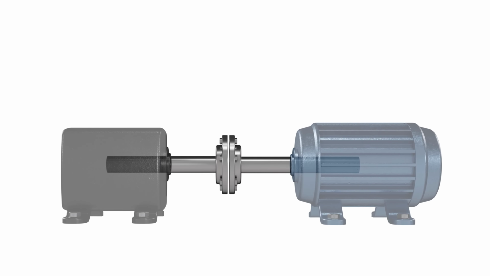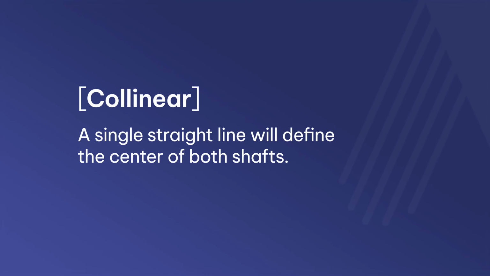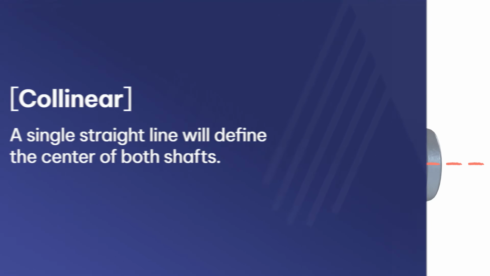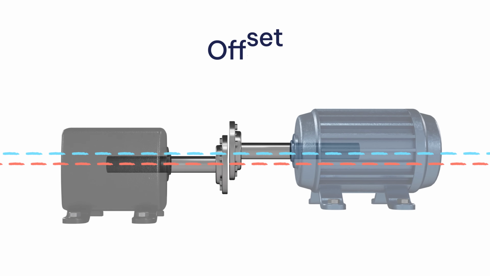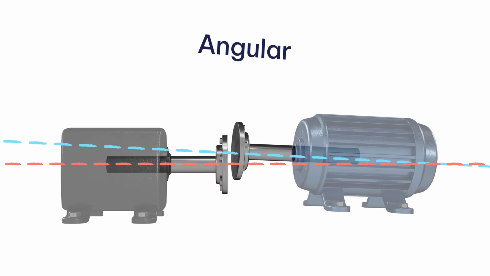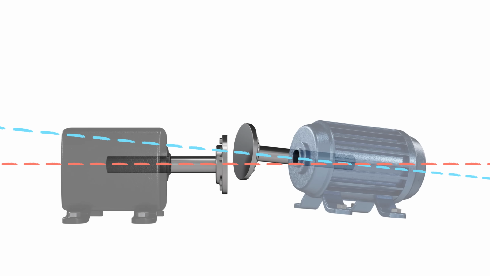If two shafts are perfectly aligned, they are said to be collinear. Collinear means that a single straight line will define the center of both shafts. Of course, this is almost never the case in the field. Shafts are usually out of alignment, with the misalignment taking two forms: offset misalignment and angular misalignment.